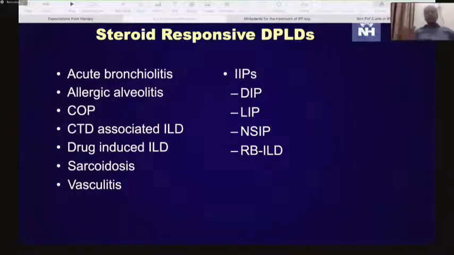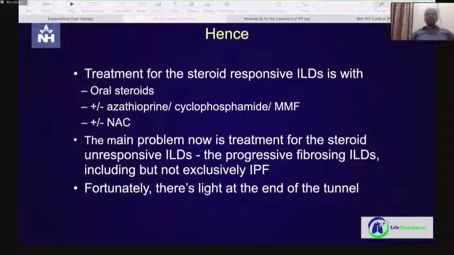And we can get a fairly clear idea of what these are if we make a diagnosis. And I won't bore you with it because all of you know which are the steroid responsive and the steroid non-responsive varieties. So to summarize, treatment for the steroid responsive ILDs is with either oral steroids, with or without an immunosuppressant like azathioprine, cyclophosphamide, or MMF, and increasingly we are using MMF, or with NAC. Again, that is a matter of question whether one should use NAC or not.